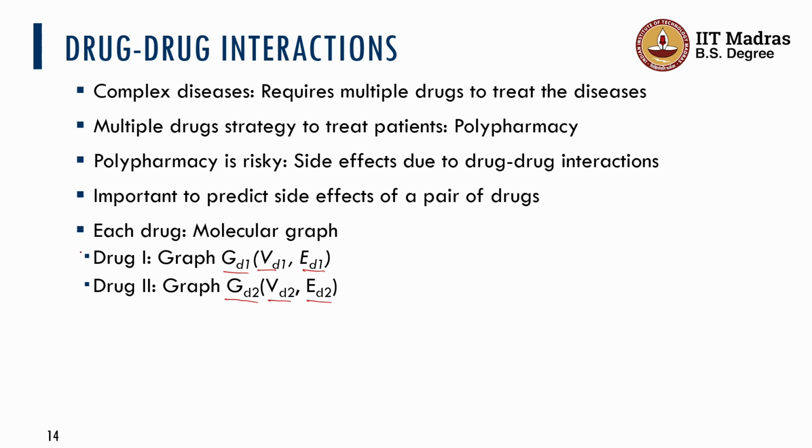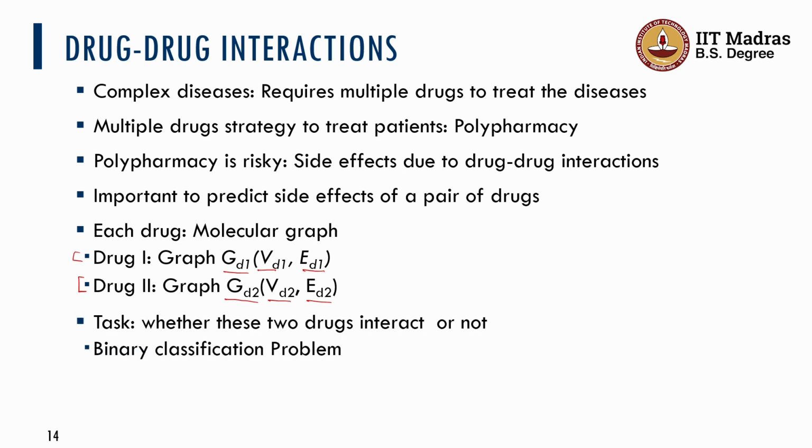Now, you can see that drug 1 is modeled as a graph and drug 2 is modeled as a graph. Then do you get any idea from the protein interface prediction task? Yes, we can do something about it. There are certain similarities, there are certain differences. We'll see what those are.